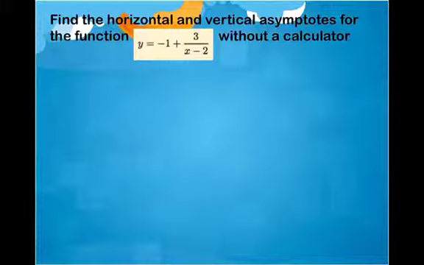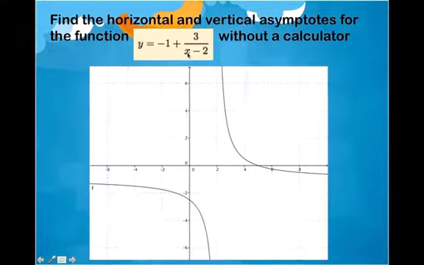Okay, so if you try to find where the function becomes undefined, you see that if x is equal to 2, then we have a 0 in the denominator, and our function becomes undefined. So there must be a vertical asymptote at x equals 2. And as x gets closer and closer to infinity, this denominator basically becomes infinity. 3 divided by infinity gets closer and closer to 0. So y equals -1 is our horizontal asymptote.